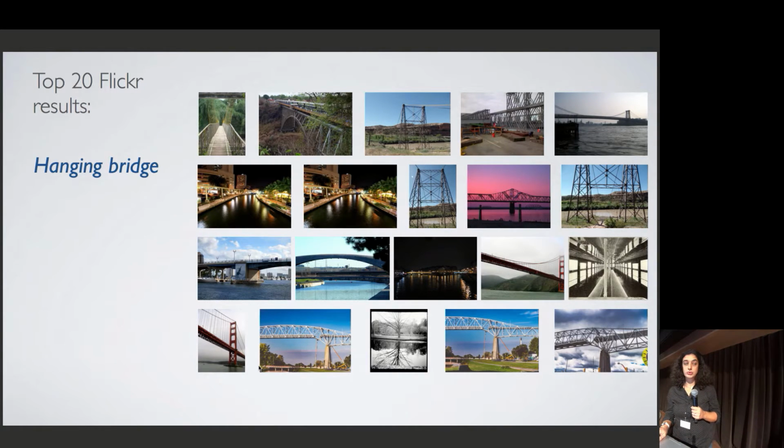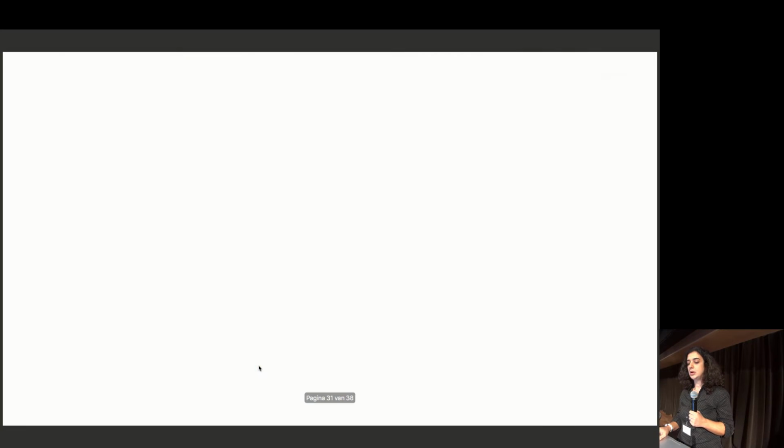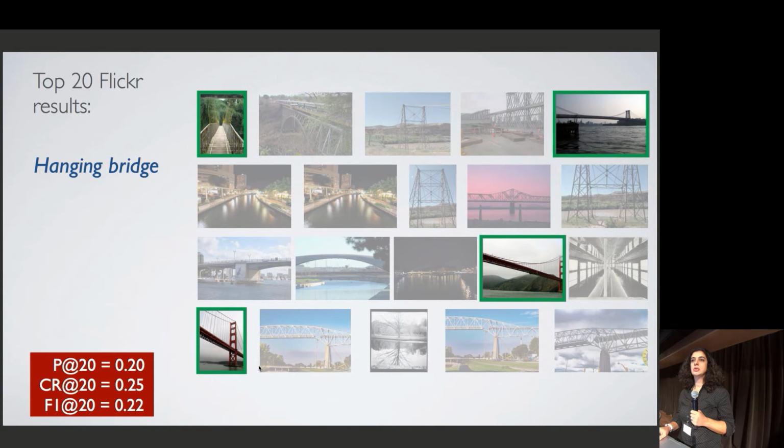Yeah, just to show you a final example, this is the original top 20 results from Flickr. As we saw at the beginning, we don't actually have that many relevant images in the top 20, and the 4 remaining images actually represent only 2 different views relevant to the query, which results in quite low performance in terms of precision and cluster recall.